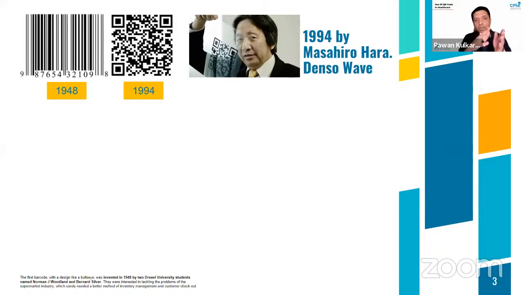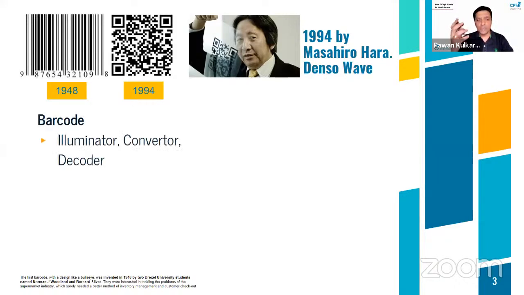Now, in 1994, after a long time, there was a person, Masahiro Hara from Denso Wave, who came up with something called a QR code, which had a much larger landscape of information to be stored. A very quick difference, I leave most of it to be told by Sourav because he is more of an expert in this area. Basically, a barcode goes in three phases: an illuminator, converter, and decoder, that you see in every shopping mall, or these days even the smaller brick and mortar stores also have this category of storing information. So that is a barcode.